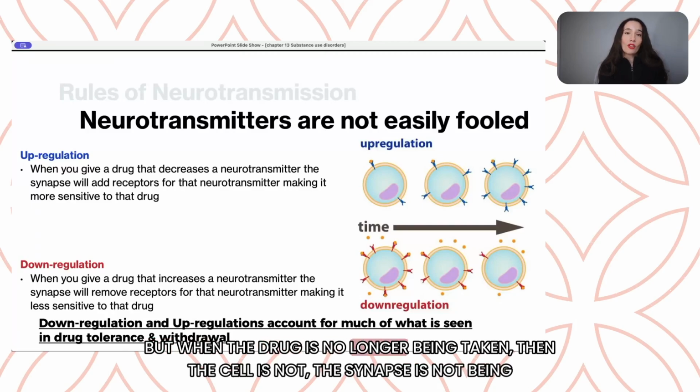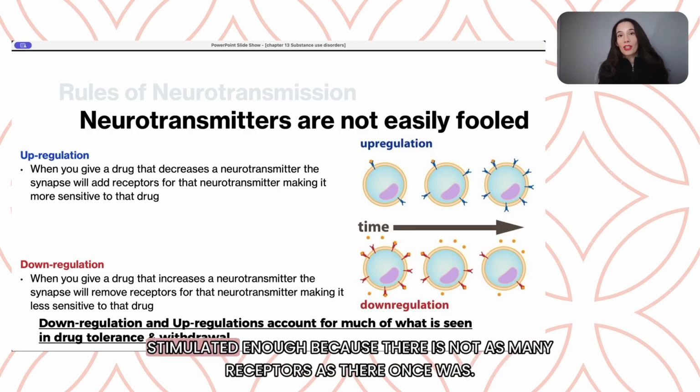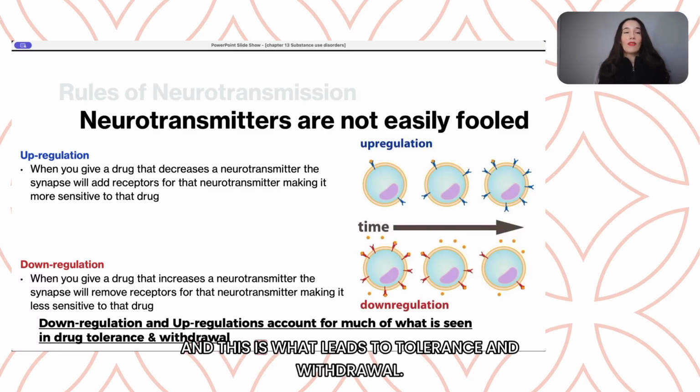But when the drug is no longer being taken, then the synapse is not being stimulated enough because there are not as many receptors as there once were. And this is what leads to tolerance and withdrawal.